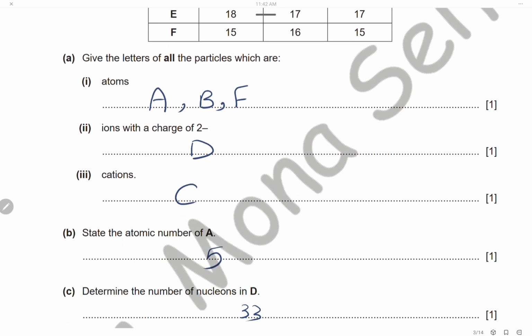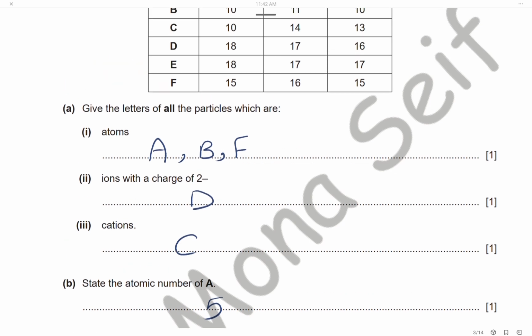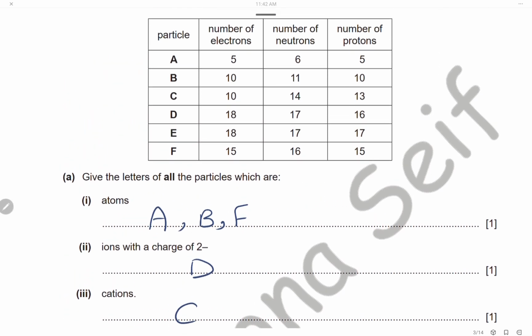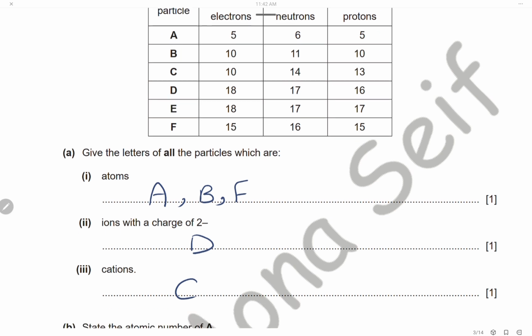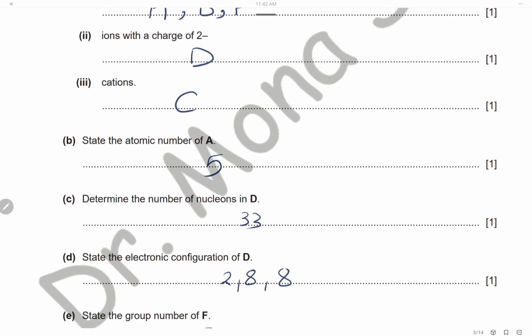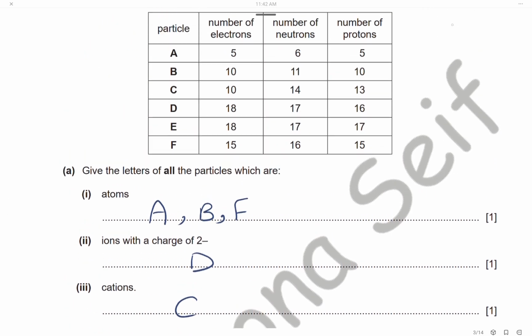State the atomic number of A. Atomic number is the number of protons, so the atomic number of A is 5 because it has 5 protons. Determine the number of nucleons in D. Number of nucleons is the sum of protons and neutrons in the particle D. So here in D we have 17 neutrons and 16 protons. The sum will be 33 nucleons.